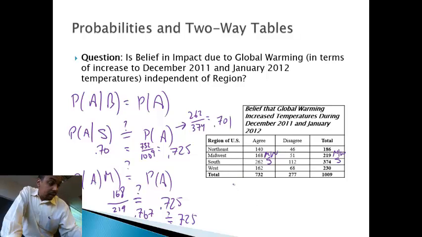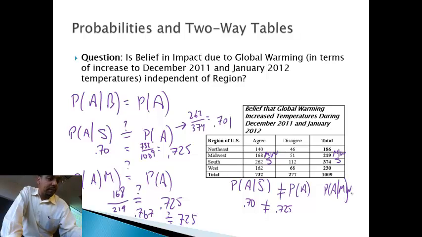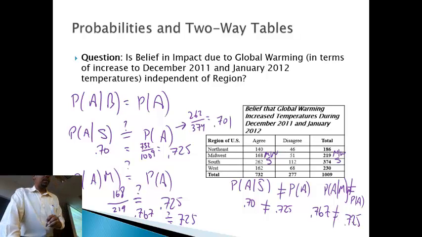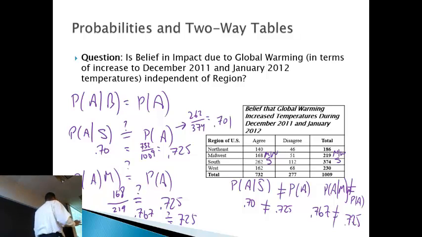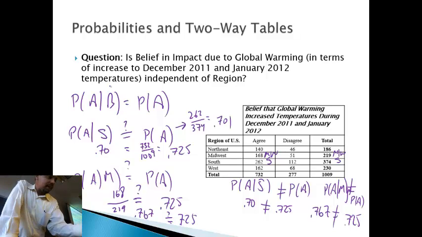So let's write this down. Probability of A given S does not equal the probability of A because 0.70 does not equal to 0.725. Probability of A given Midwest, or M, does not equal the probability of A. So that's 0.767 does not equal to 0.725. Now, they're close. They're in the 70s still, so it's not way off. But they don't equal the marginal probability. So they are not independent, which means there should be some association.